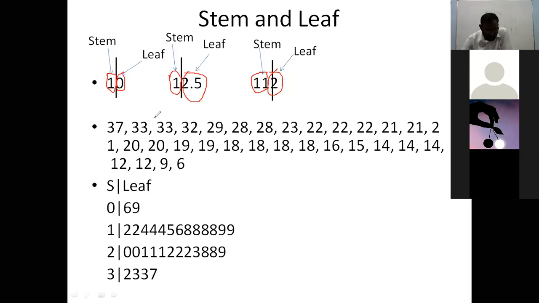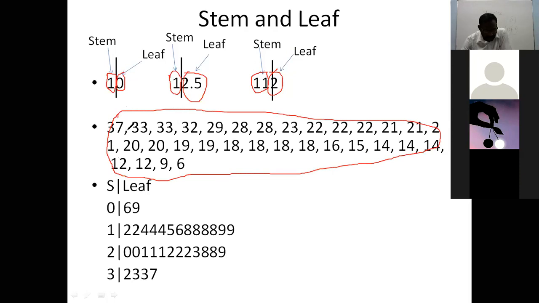Now, let's say we have a set of data here. I think all of you have this data. Now we are going to put it into stem and leaf. First, look at what is the lowest value and what is the highest value. What is the lowest value? 6. What is the highest value? 37.